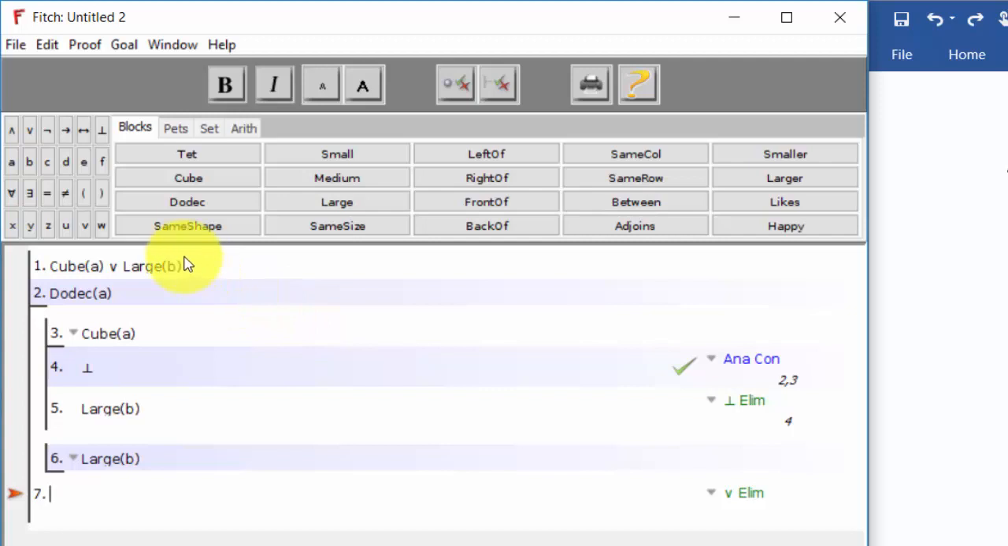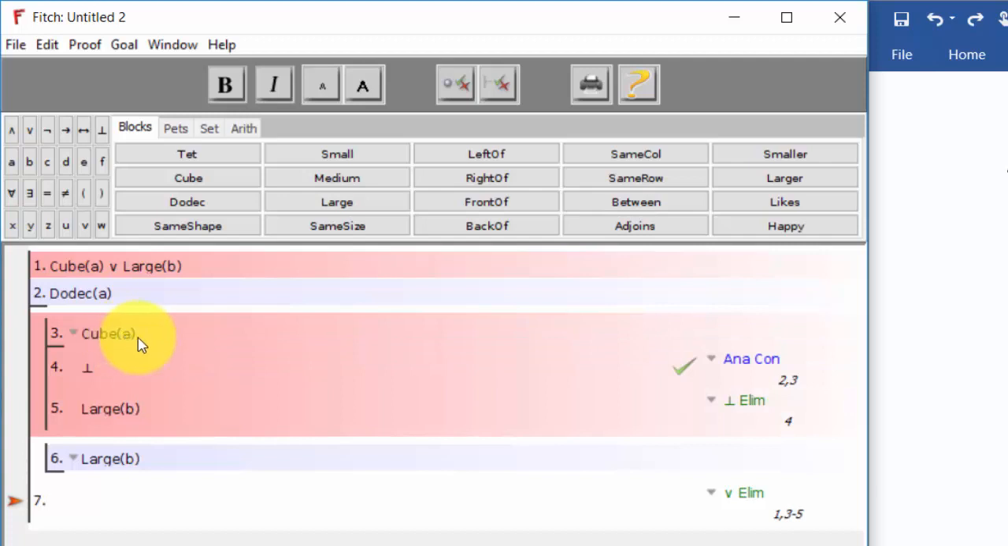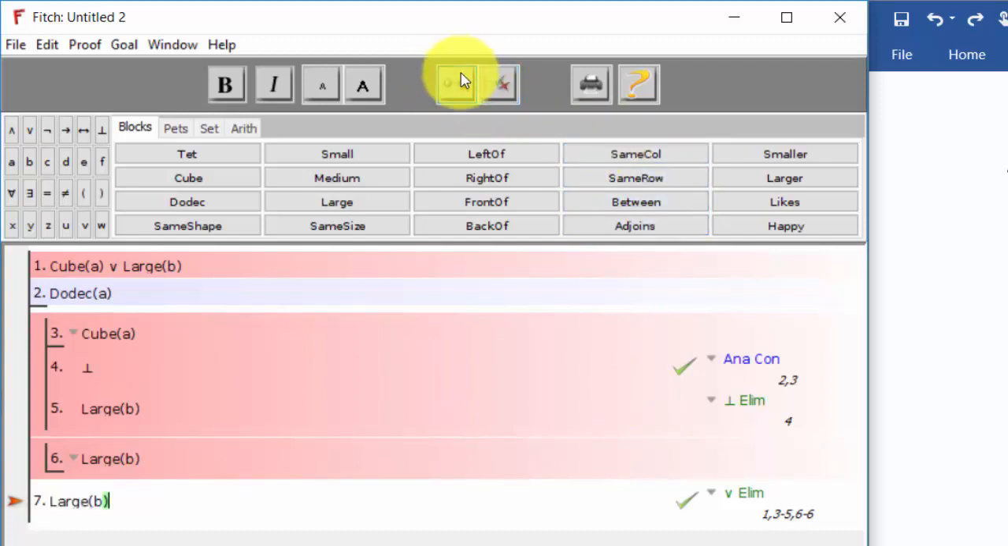We have to cite the disjunction from which we're getting the options from. And then we have to cite that option, in this case A is a cube, that it actually leads to the same sentence as all the other options, in this case B is large. And then we have to cite the other option that leads to the same sentence, in this case again, that's B is large, and we are able to infer that B is large.